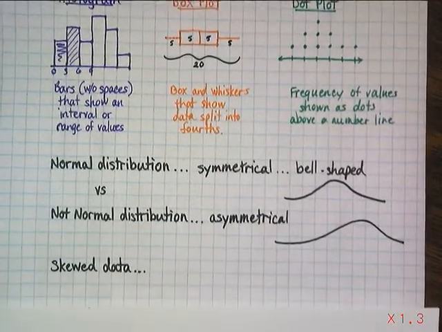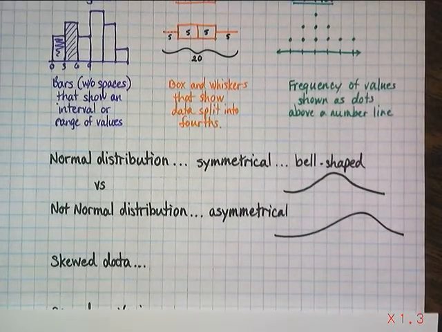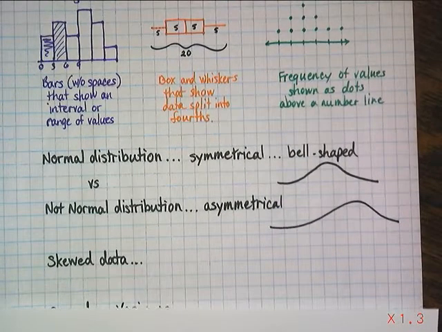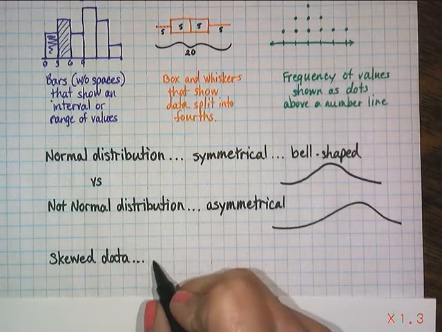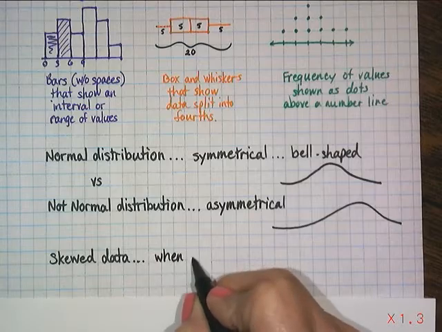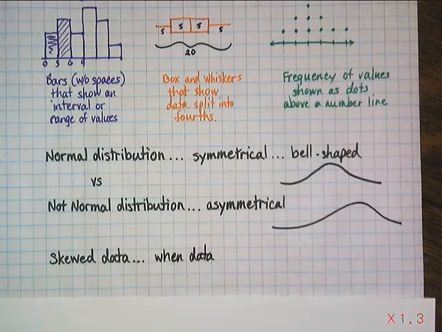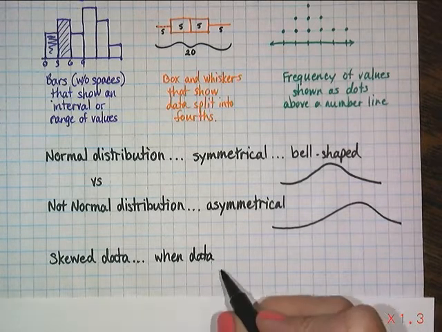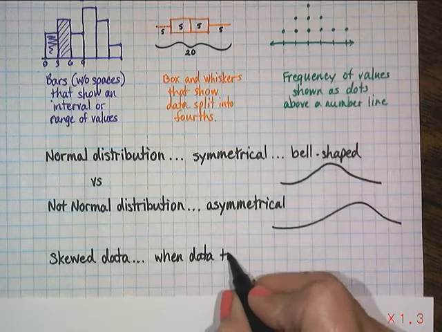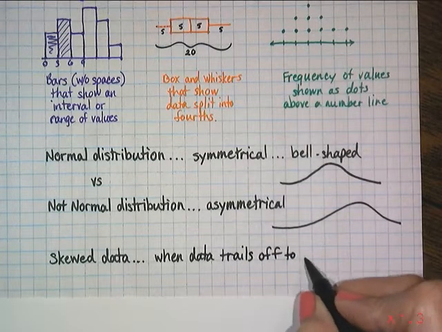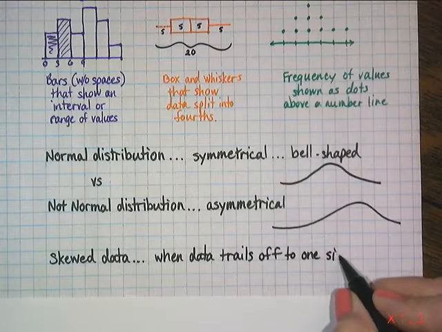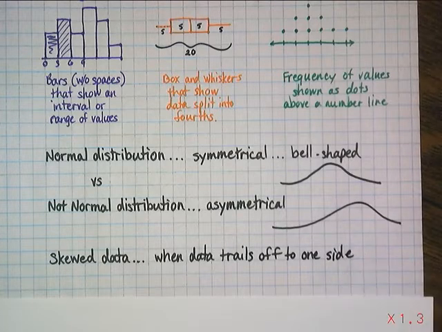Something else we can talk about is skewness. Well, I'm not even sure if skewness is a word. That's how I talk about it. Skewed data is when the data trails off to one side. So I'm going to write that. When data, in its display, now you have to look at a picture, when the display trails off to one side or the other, we're going to talk about left and right skewness.